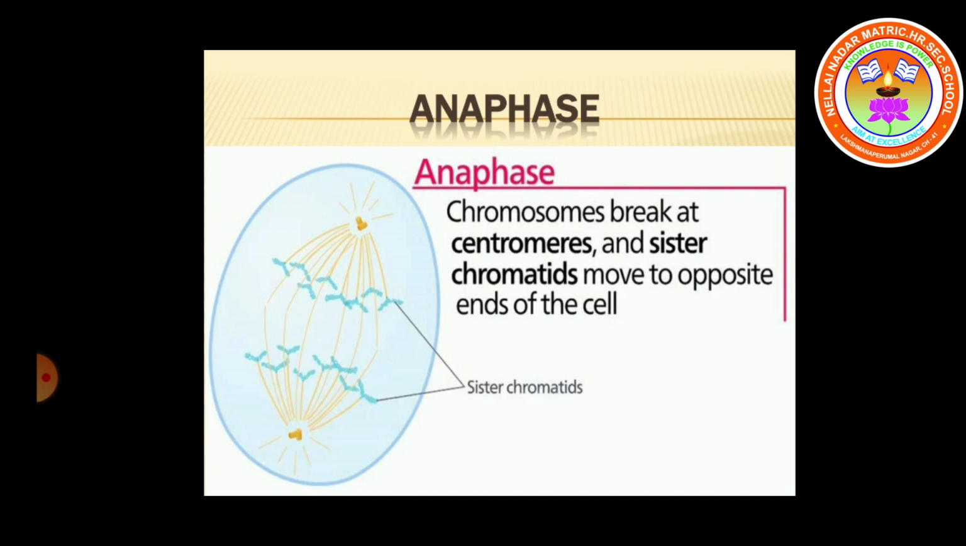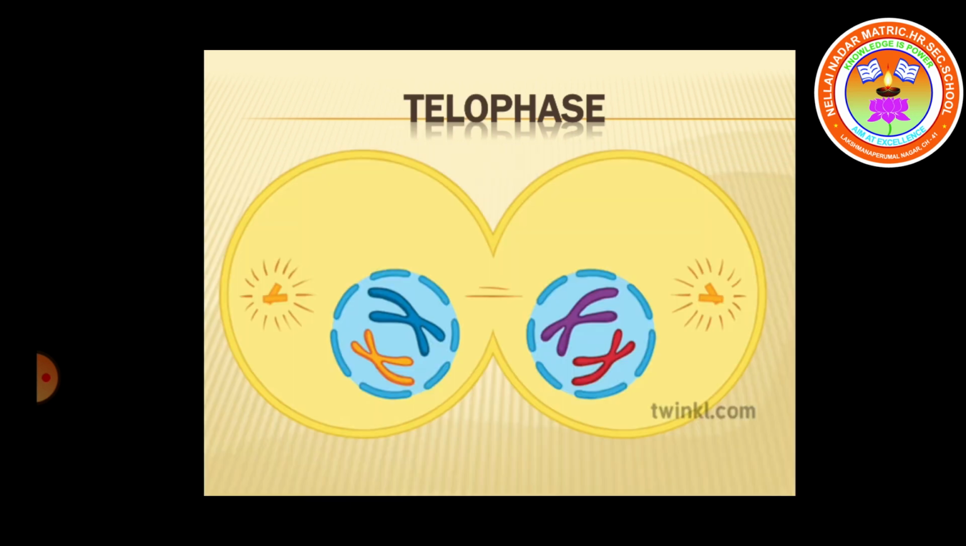Are you clear, children? So, now let us move on to the anaphase. In this stage, what happens here? The centromere attaching the two chromatids divides and the two daughter chromatids of each chromosome get separated.